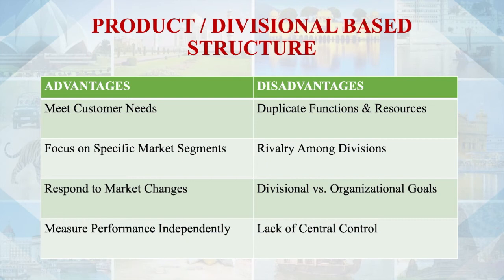Also, this kind of structure gives you an advantage that you can actually go and measure the performance of each division independently. But dear students, there are certain disadvantages as well. For example, the number one disadvantage is it actually duplicates the functional resources. As you must have seen in the previous figure, each division would need the same kind of people. So what you are actually doing is duplicating the resources of the organization.